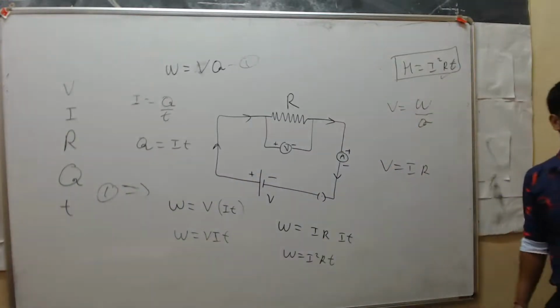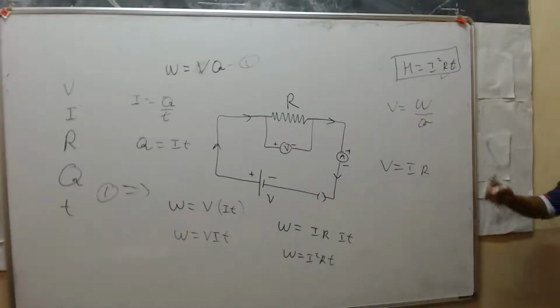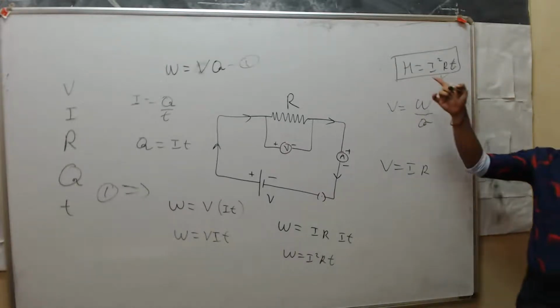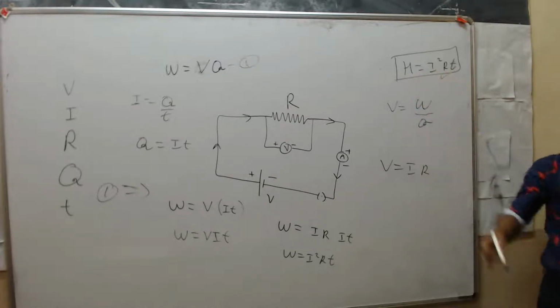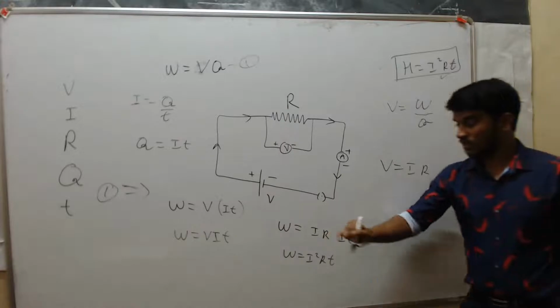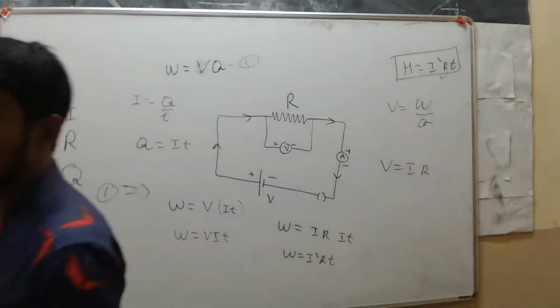Right hand side over. What about left hand side? So what is nothing but, here heat is a form of energy. Heat means what? Energy, right? So heat equal to I square into R into T. But here we got work done equal to I square into R into T.